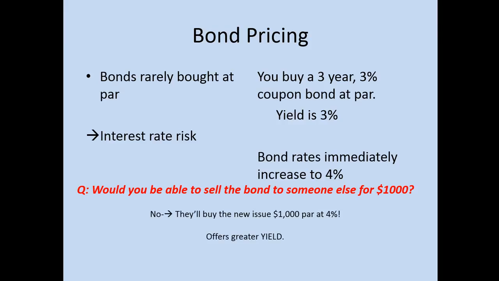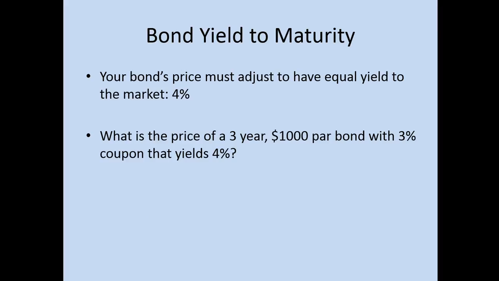Well, the answer is no, because there's new bonds out there that they could buy for $1,000 at 4% coupon rate. So why would they pay you $1,000 for your old bond with 3%? Their new bond, the 4% coupon, offers greater yield. So let's think about how to compute a bond's yield to maturity. If you have a 3% bond and current bonds are going at 4% coupon, then your price must adjust to equal the yields.